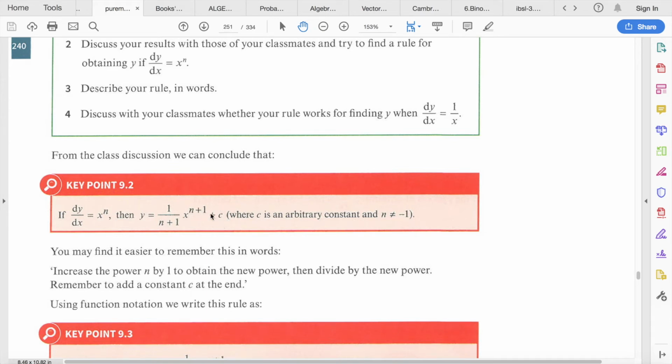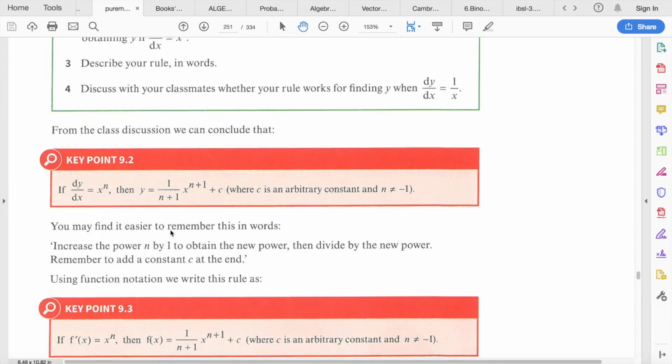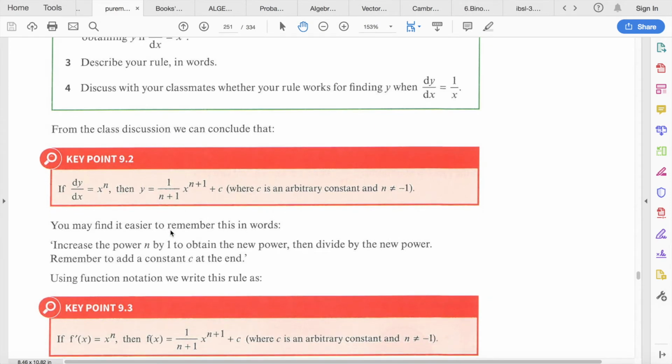Why do we put plus c? Because no matter what your constant c is, the differentiation of a constant is 0. That's why we put a constant here. But be careful, n should not be negative 1. Why? Because the denominator cannot be 0.